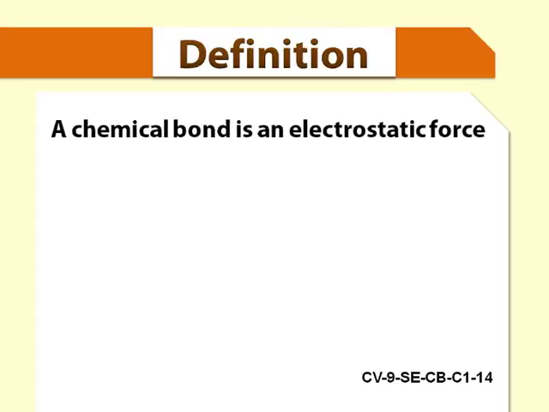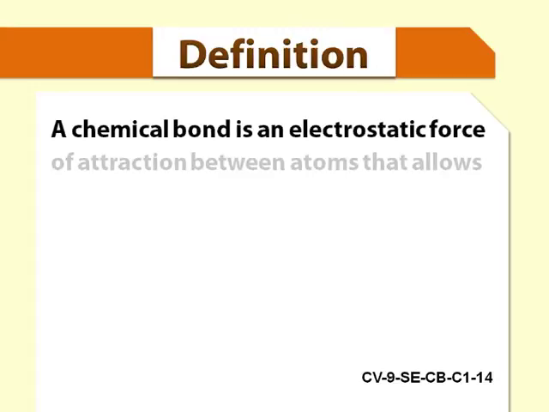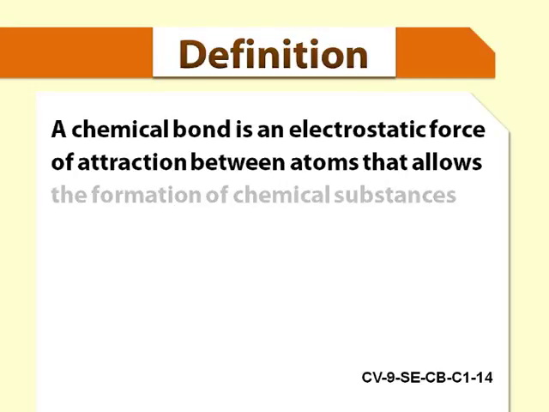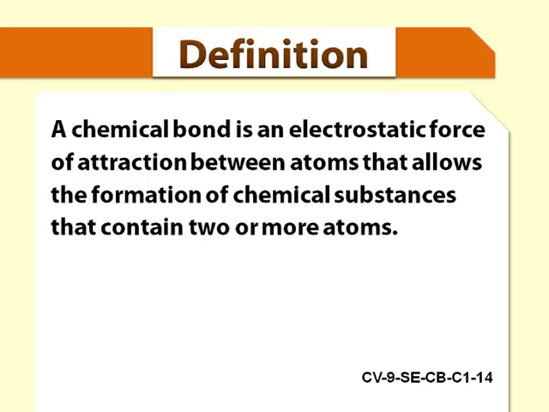Children, let us define. A chemical bond is an electrostatic force of attraction between atoms that allows the formation of chemical substances that contain two or more atoms. Copy this in your book.